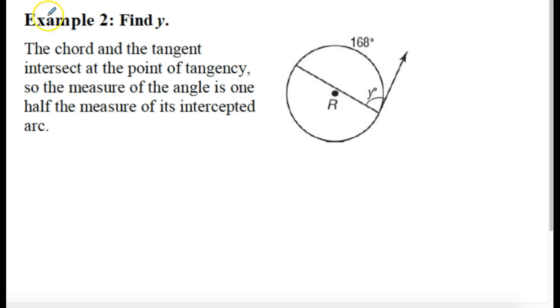In our other example here, our point of intersection is on the circle. So this angle is just equal to 1/2 of its intercepted arc. So y is just going to be 1/2 of 168, and 1/2 of 168 is 84. So that missing angle there is 84 degrees. All right. Let's do a couple more practice ones with this idea here.